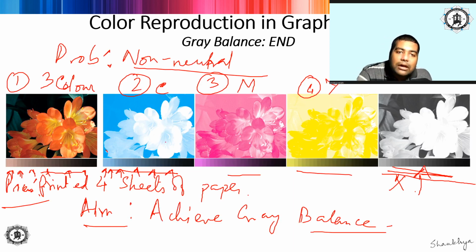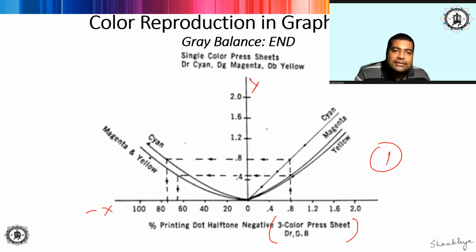So this y-axis basically contains the densities of the individual press sheets of the cyan sheet, magenta sheet, and yellow sheet through red, green, and blue filter respectively, right? Now, what does this dot percentage, that is negative x-axis, mean? Where do we get this dot percentage from?